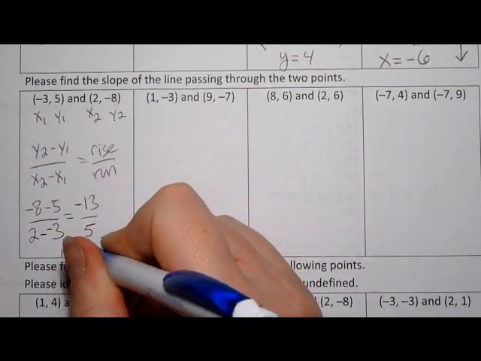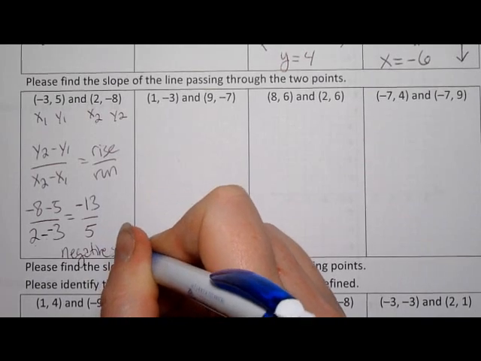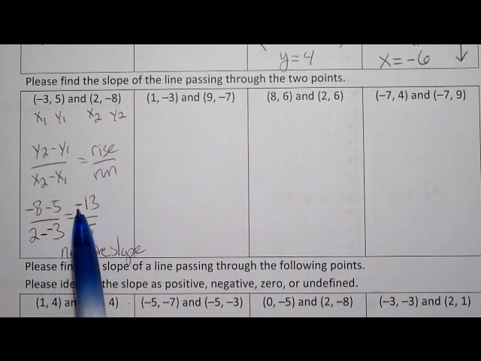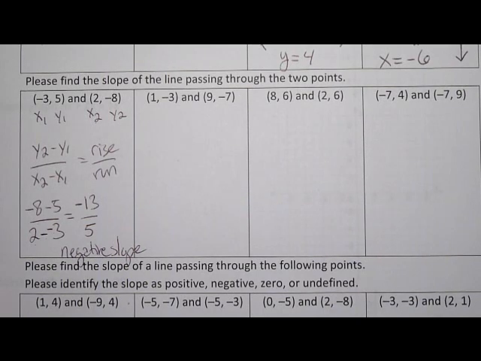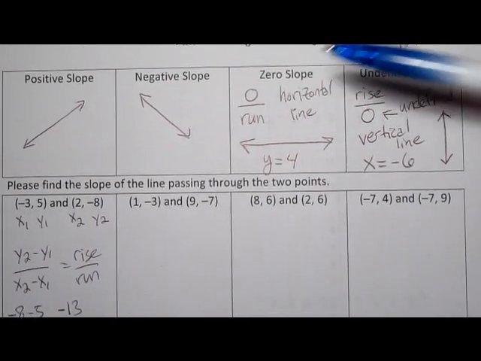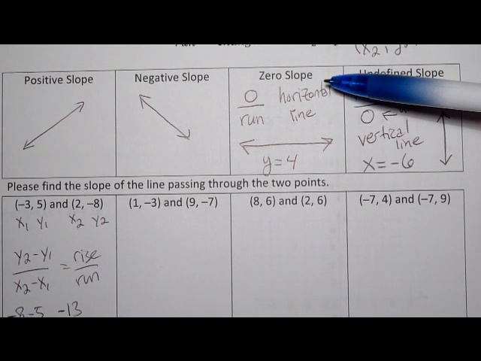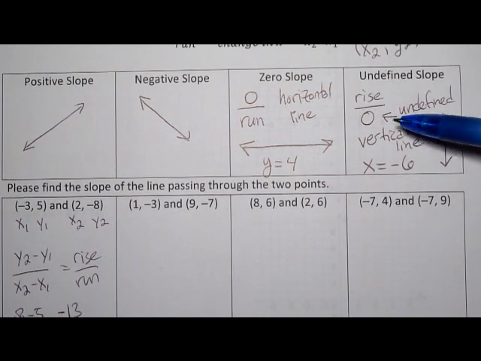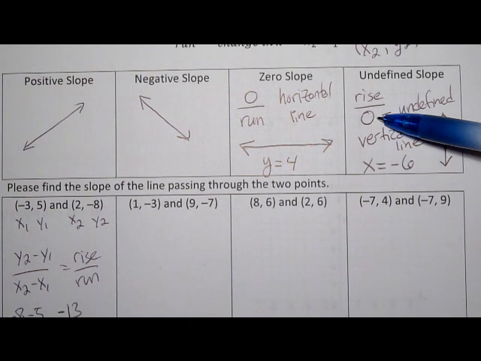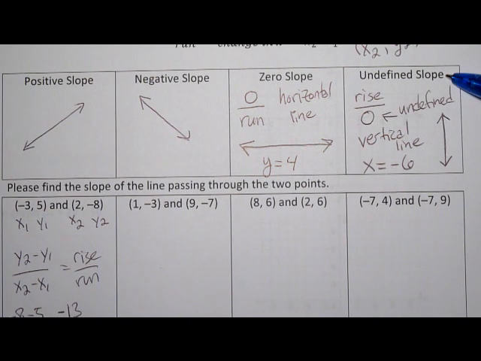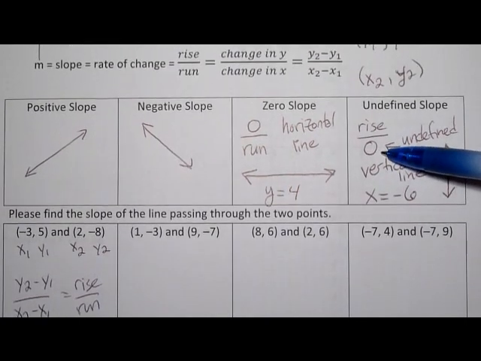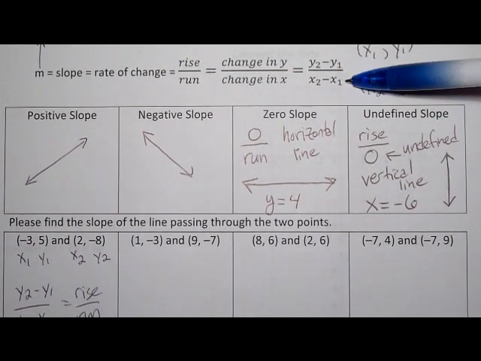This is a negative slope because we have a negative out front. I can repeat this through each of these examples, evaluating for the slope. If I end up with a 0 in the numerator, then my slope is 0, and it is called a zero slope. If I have a 0 in my denominator, then it's called undefined slope. I get a 0 in the denominator if the x values are the same.